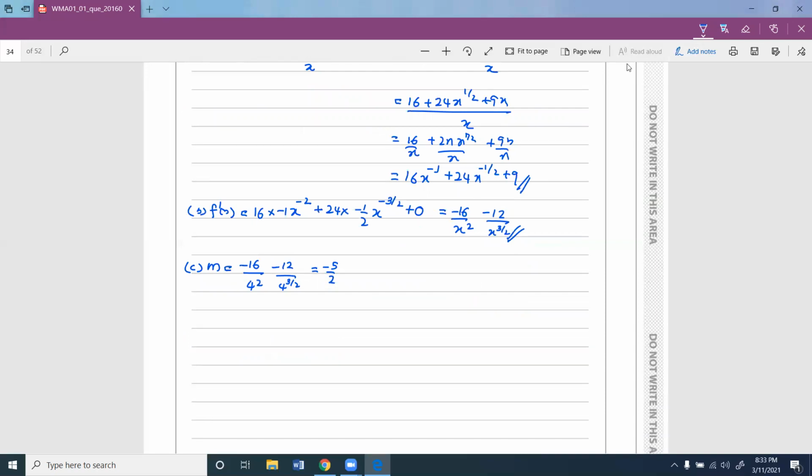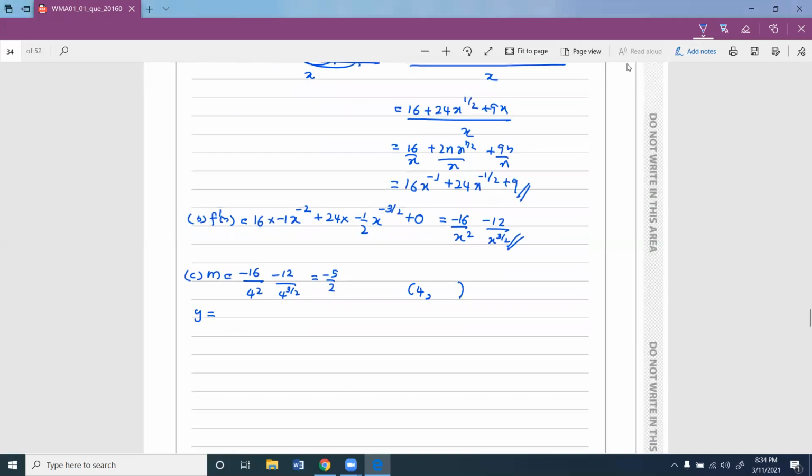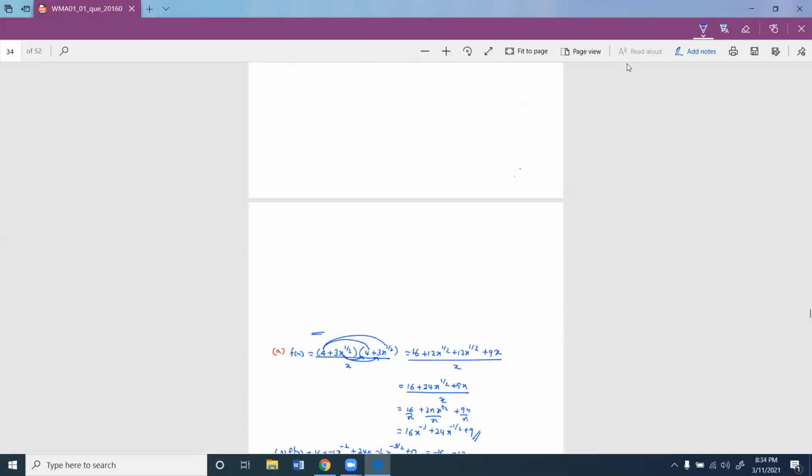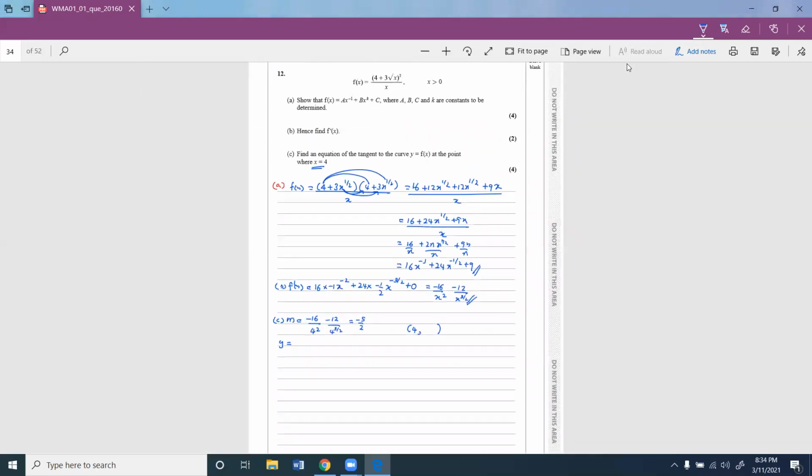We know that the x coordinate is 4. We need to find the y coordinate. How to find the y coordinate? Substitute 4 into the original equation over here. Then you can say 4 plus 3 times root 4, all squared, divided by 4. Root 4 is 2, 3 into 2 is 6, 6 plus 4 is 10. 10 squared is 100. 100 divided by 4 is 25.